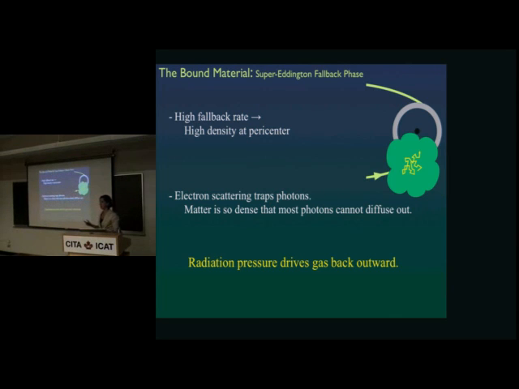So the idea is that while the fallback rate is really high, the density at pericenter is high, and so photons that are produced at the shock are trapped there by electron scattering. The matter is so dense that most of the photons aren't able to diffuse out, and so radiation pressure drives the gas back outwards in an outflow that, as we'll see, has a large photosphere and produces a lot of optical emission. So to figure out what the photon spectrum from this outflow looks like, we need to start by figuring out what the photon spectrum at the shock is, because those are the photons that eventually make their way out and that we get to see.